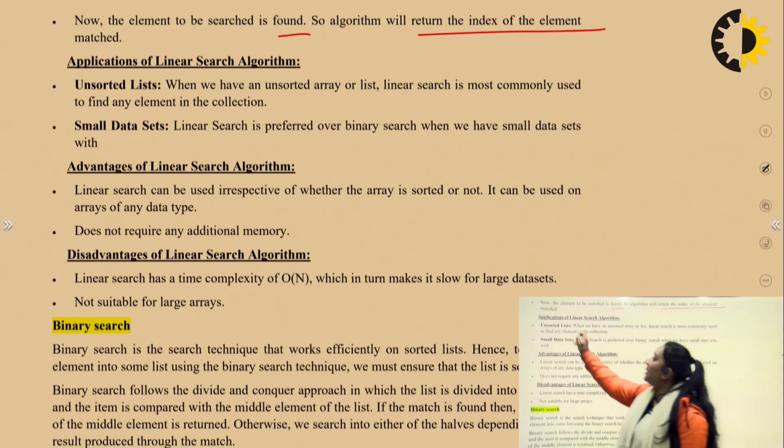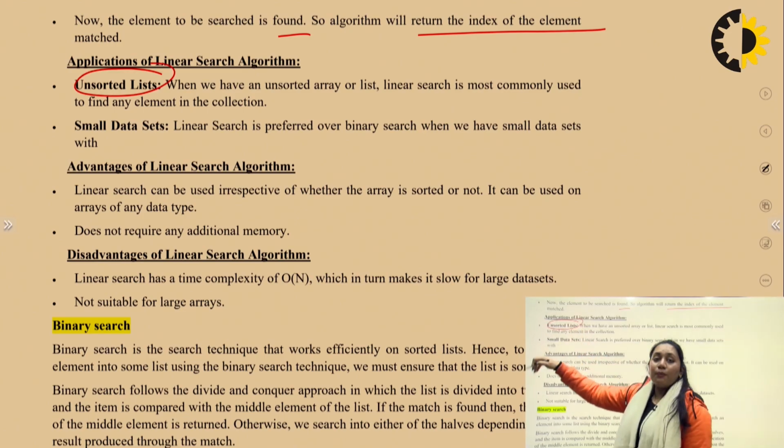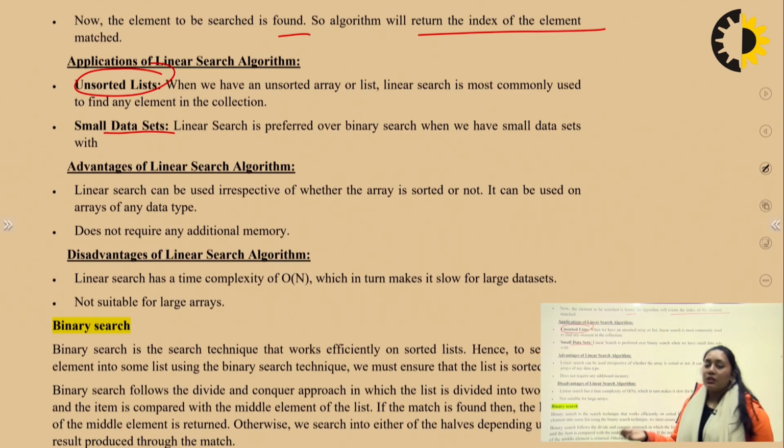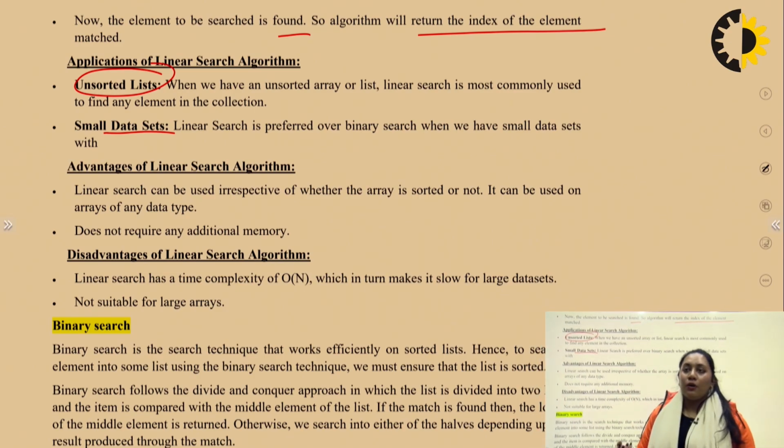It is implemented on unsorted lists and also on small data sets, because if you need to find any roll number or any type of data present in that type of list, we use it on small data sets as well as on unsorted lists.